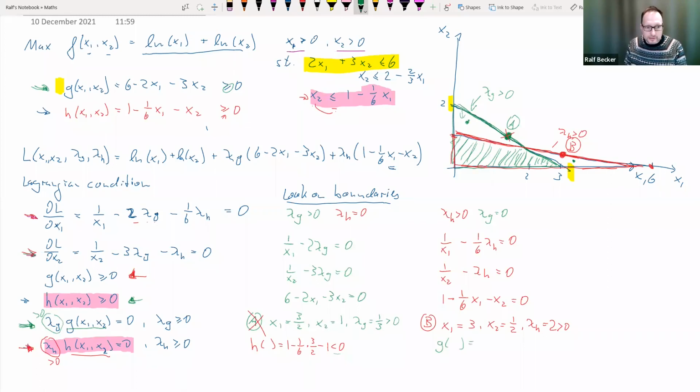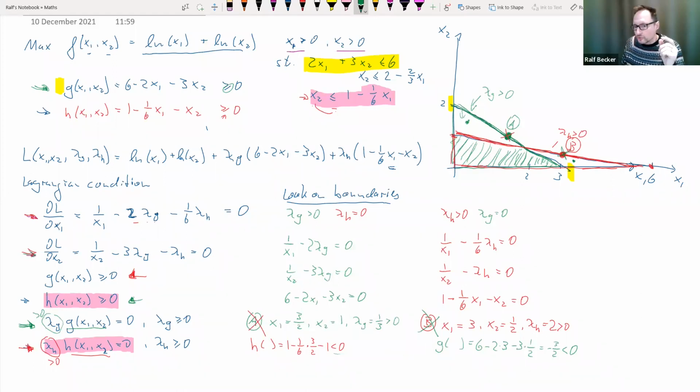So the G constraint is 6 minus 2 times x1. So x1 is 3, so minus 2 times 3. Minus 3 times x2. x2 is a half. So we get 6 minus 6 minus 3 halves. So it's minus 3 halves. That is smaller than 0. So that means this point B has been ruled out by the green constraint, as we predicted from looking at our little picture.